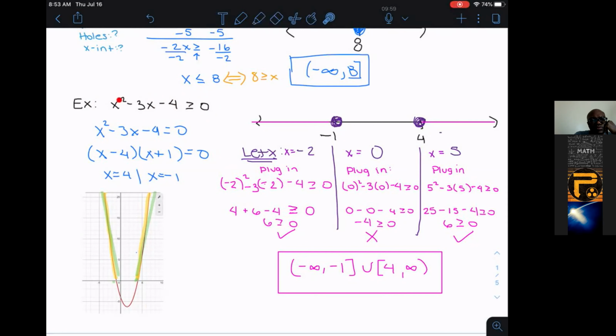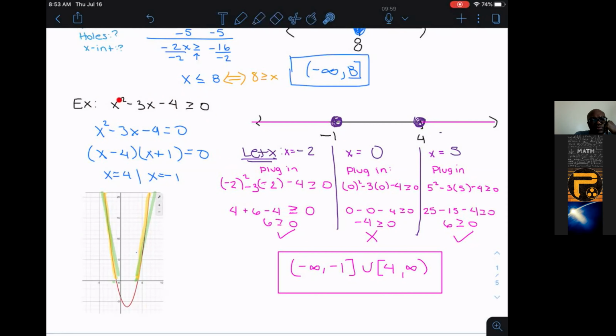Then you're going to do the same thing for all these other values. You plug in 0 into the original equation and test it. You would end up getting -4. Is -4 greater than or equal to 0? The answer is no. -4 is negative, so it's smaller than 0. So that doesn't work. This interval worked, this interval did not work. And now if you plug in 5 into our function, we get 6 is greater than or equal to 0, which is true. So now this interval will work.